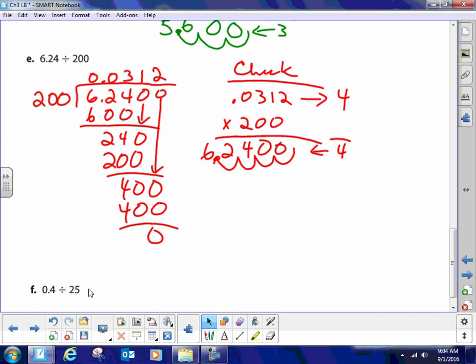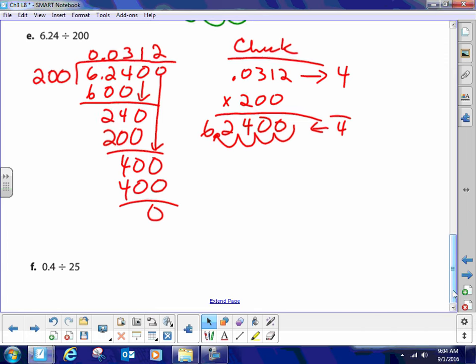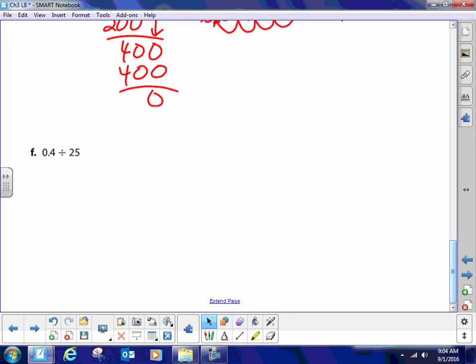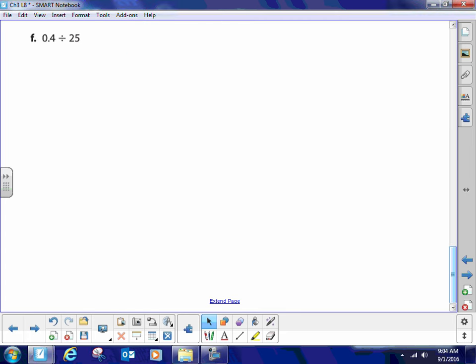Extend the page if I can find it. Okay, we'll do it one more time. All right, last one. 0.4 divided by 25. So that's the problem. 25 divided into 0.4. Right? Don't need to do anything. Just bring the decimal straight up.